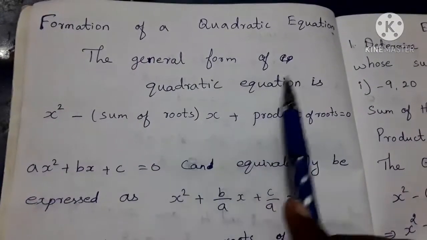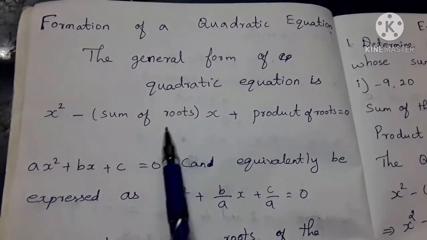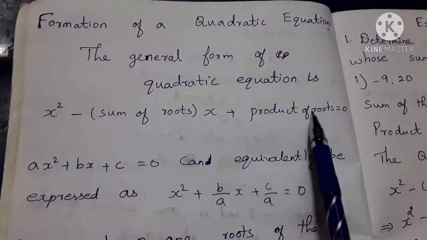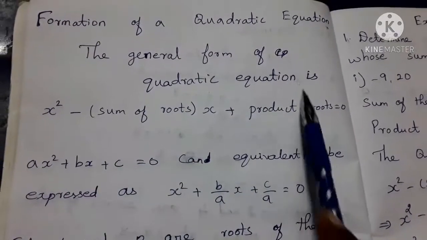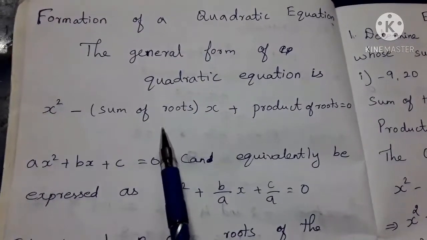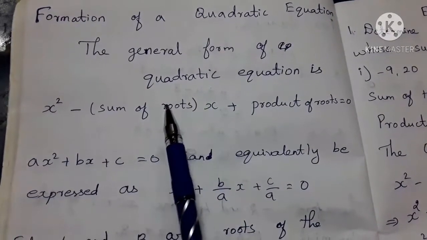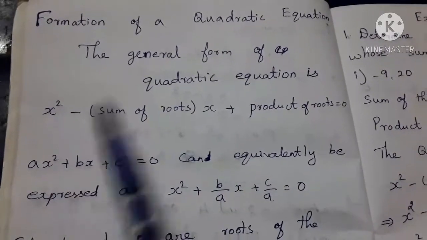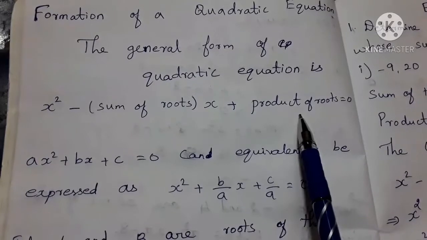The general form of a quadratic equation is x squared minus the sum of roots times x plus the product of roots is equal to 0. If we add the two roots, we get the coefficient of x; if we multiply the two roots, we get the product.